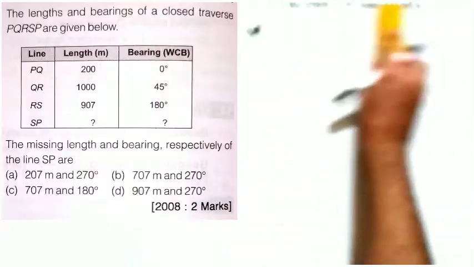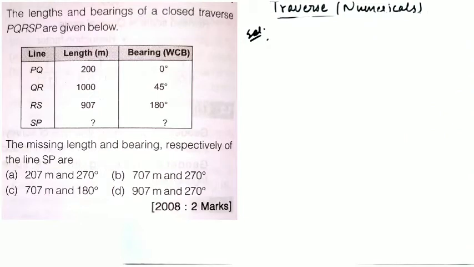The next question says that the length and bearing of a closed traverse. Remember that in most of these questions you will be given a closed traverse, since the sum of latitudes and departures can only be 0 in a closed traverse, and the error can also be found in a closed traverse. You cannot detect the error and magnitude of error and direction of error in an open traverse. So traverse PQRSP is given, the lines are given, the lengths corresponding to these lines, and the bearings are also given. The bearings given are WCB. So it is clearly mentioned there. Now you have to calculate the missing length of SP and the missing bearing.